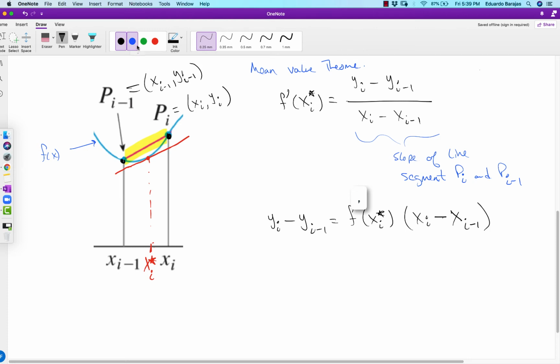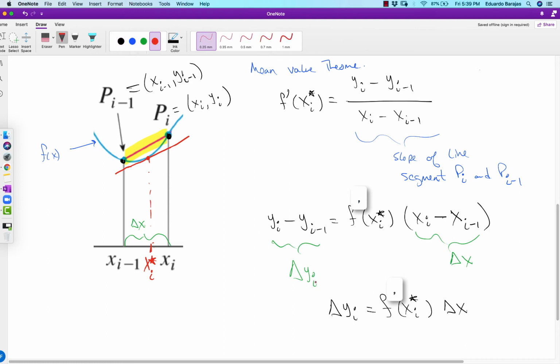Good. Okay, so now this, well, it's exactly equal to this width, which we've already established as delta x. And the distance, this gap here, is going to be equal to delta y sub i, and this is delta x. So we can rewrite it as delta y sub i is equal to f prime of x sub i star times delta x. Good. And so now that's the formula we're going to bring up and help simplify our equation.